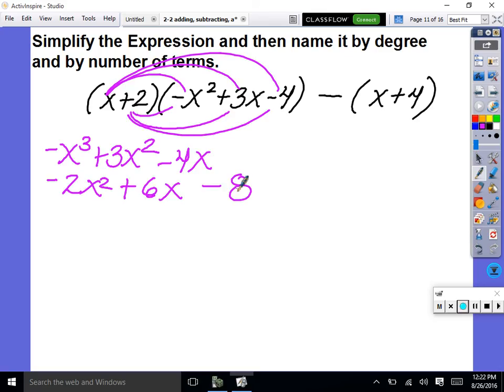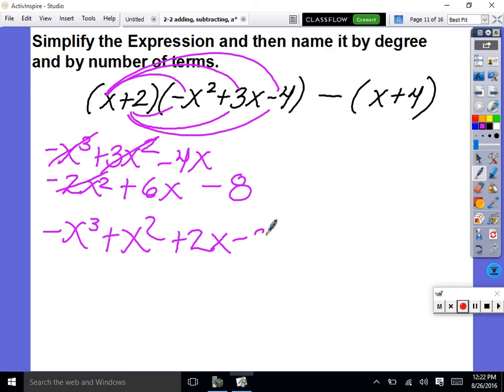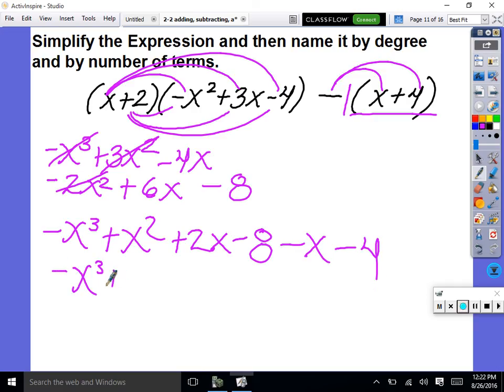Let's combine like terms here. So we have a negative x cubed, no other x cubes. Positive 3x squared minus 2x squared is 1x squared, right? Negative 4x plus 6x is 2x. Then we have minus 8. Now we can't forget that we have this minus all that stuff. So that's like a negative 1. We will distribute that through. So we have minus x minus 4. Combining like terms, negative x cubed plus x squared. 2x minus 1x is 1x. Negative 8 minus 4. Yep. So I'm just simplifying it, but you've got to be really careful.